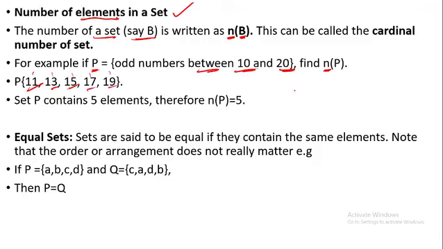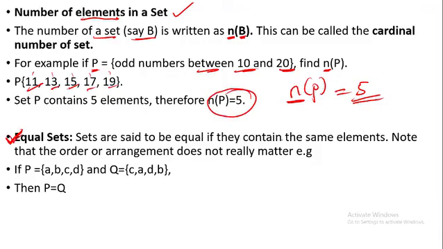Okay? So we are asked to find n(P), where n is the number of elements in P. So n(P) is equal to 5. That's how we got this. Is that correct? Now, we have the equal set.